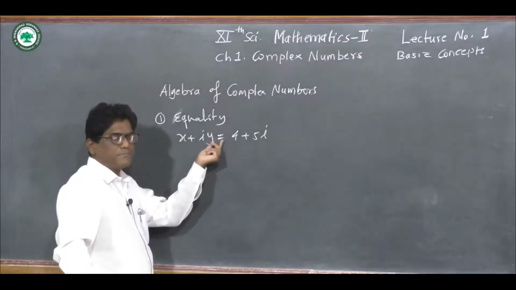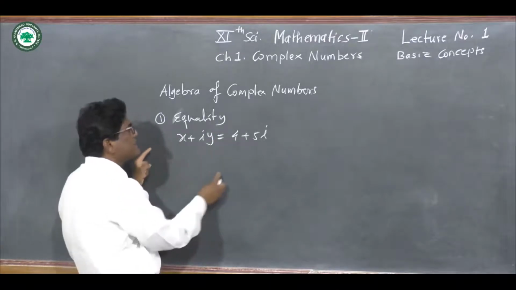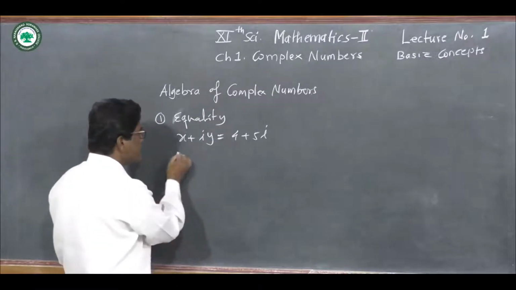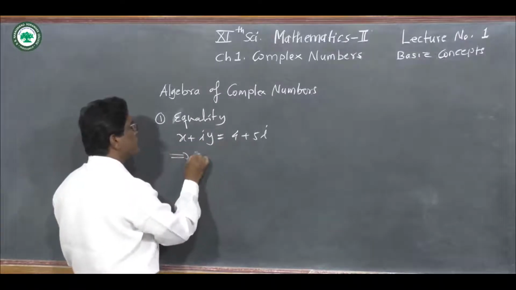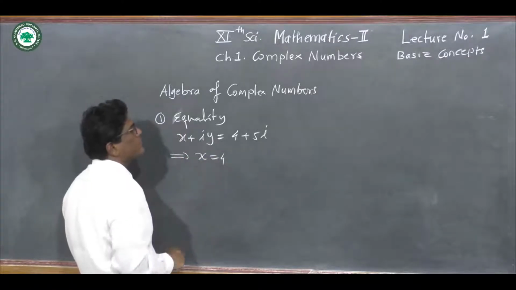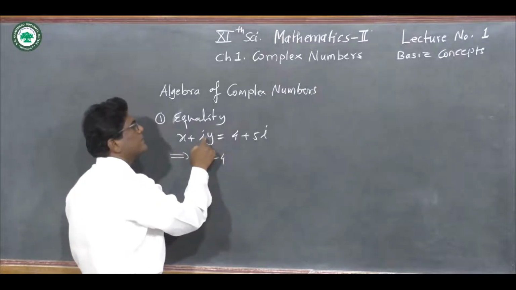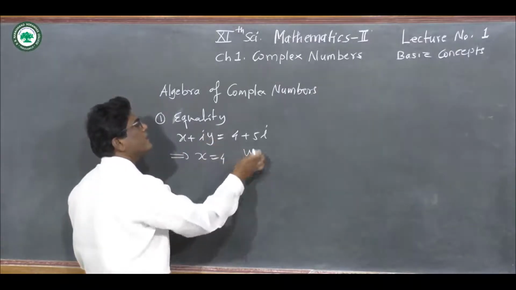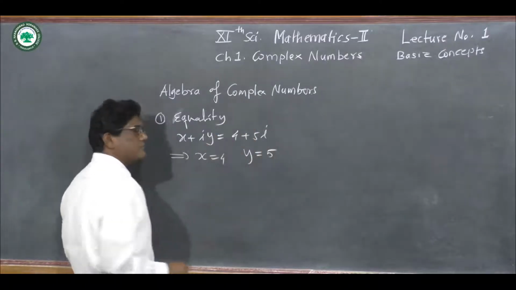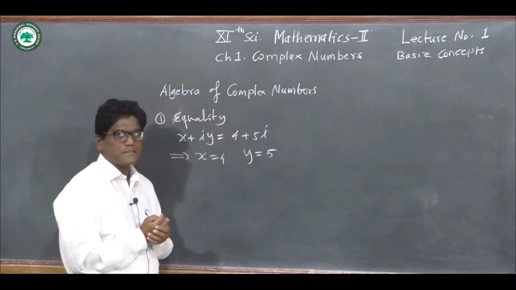This is the equality. The left side and right side are equal if their real parts are equal and imaginary parts are equal. So this implies x is equal to 4, because the real part is x. The imaginary part means the coefficient of i, that is y. Here the coefficient of i is y and here the coefficient of i is 5. So both are equal, y is equal to 5. So this is the equality of two complex numbers.